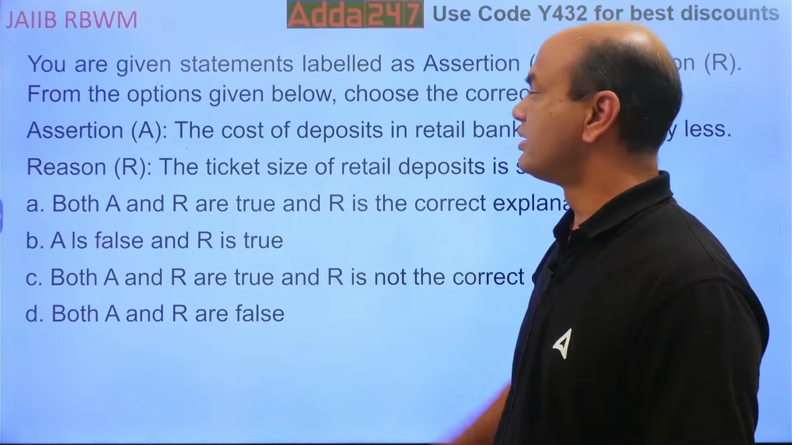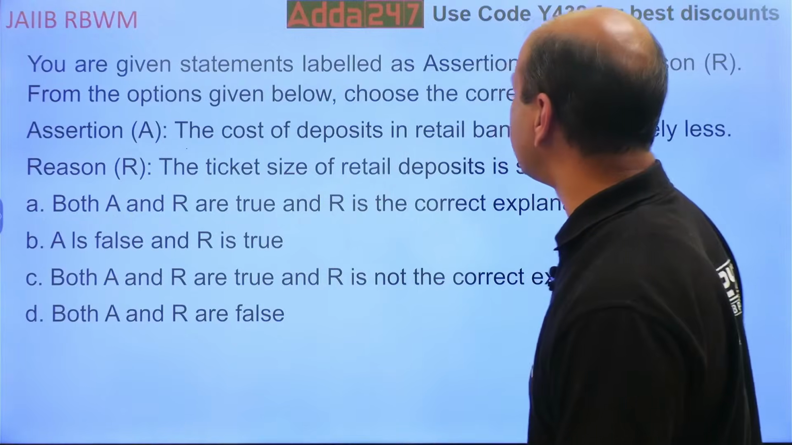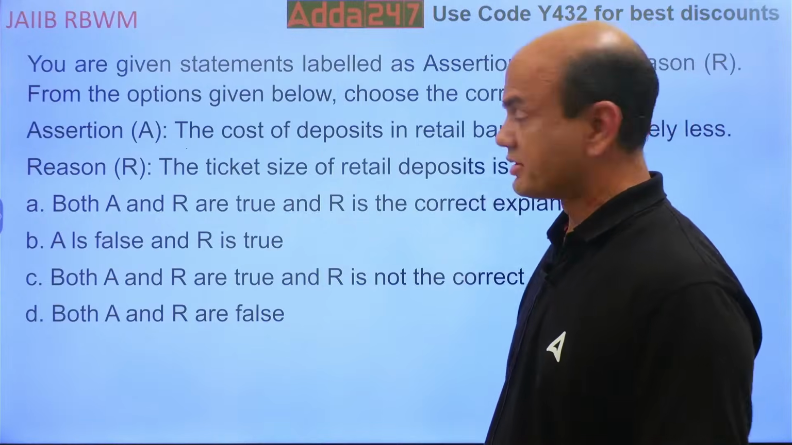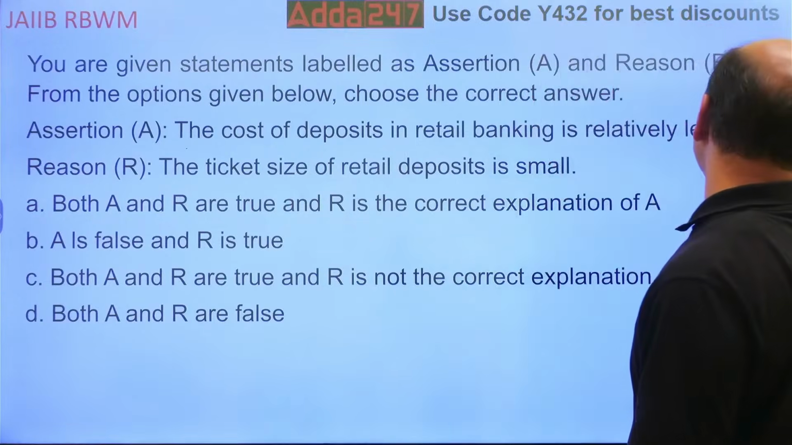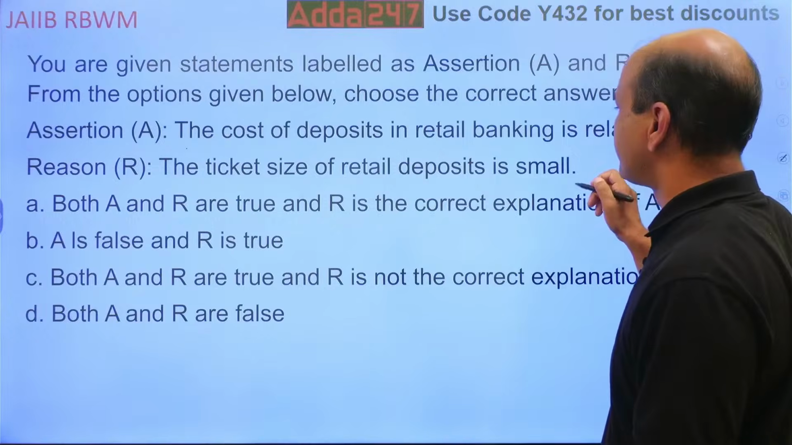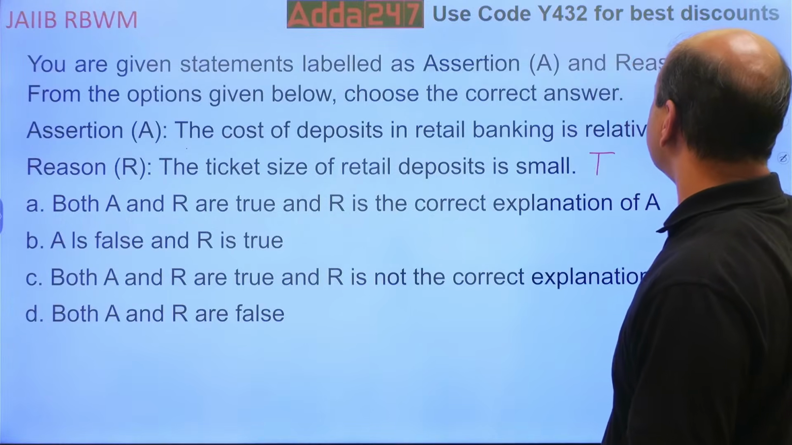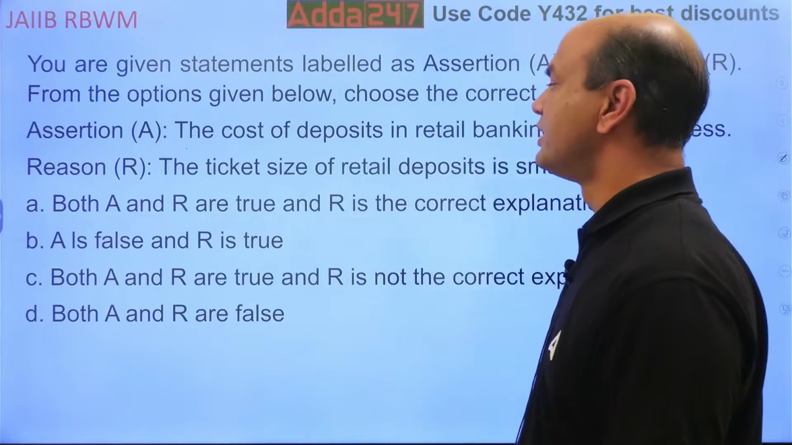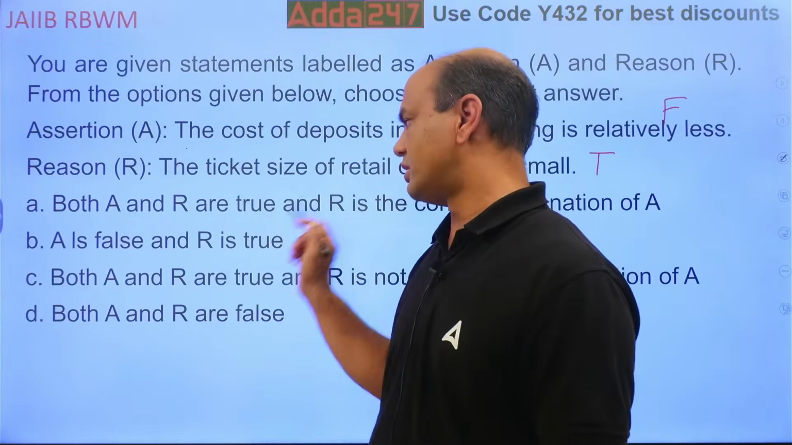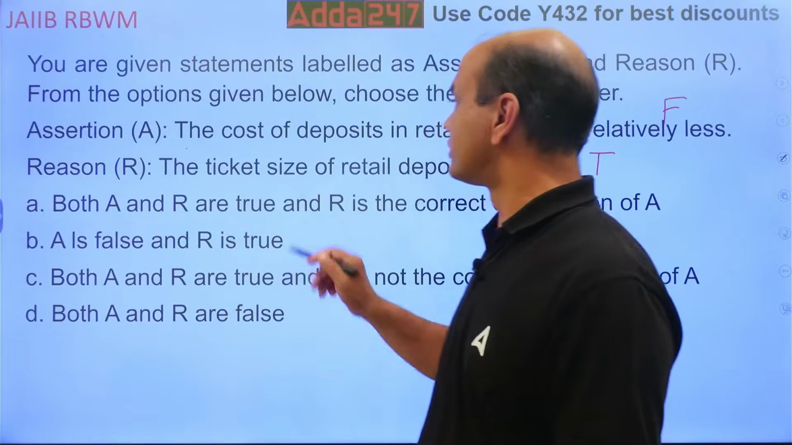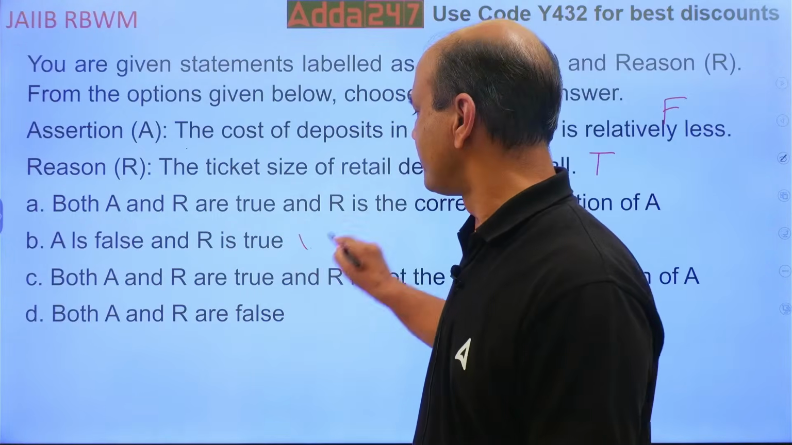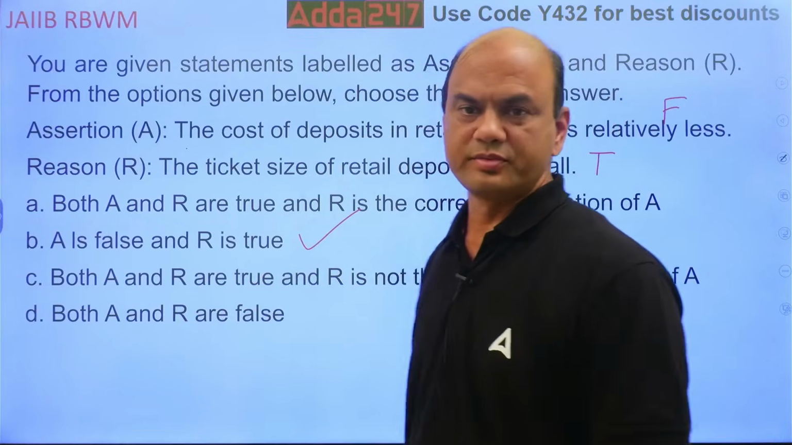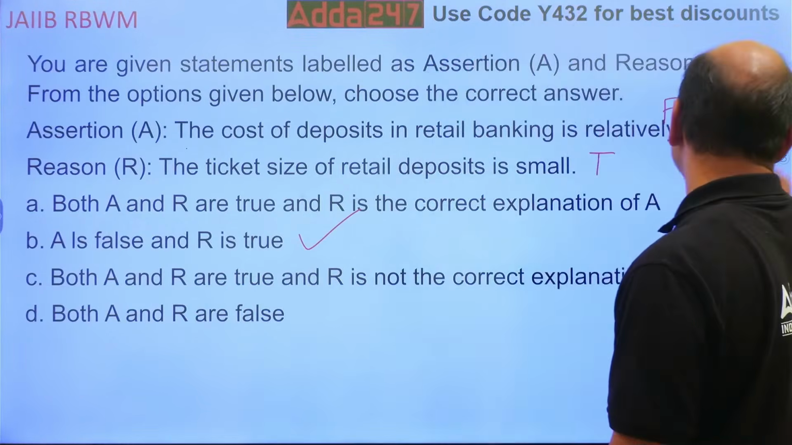Now what about R? The ticket size of retail deposits is small. Now this is correct. The ticket size of retail deposits is always small. So this is true, and A is false. Now look at the answers. A and R both true, so that is gone. A is false, R is true. Correct? A is false, R is true. Okay, next one.